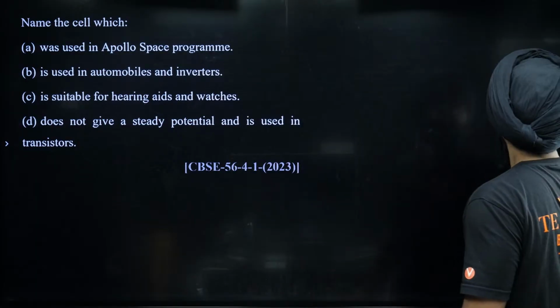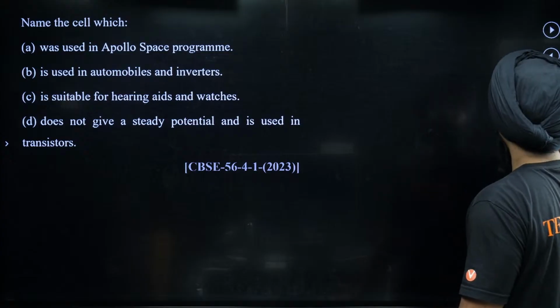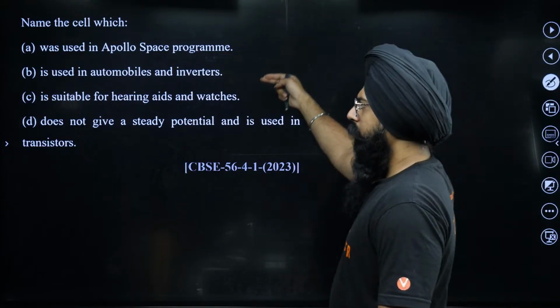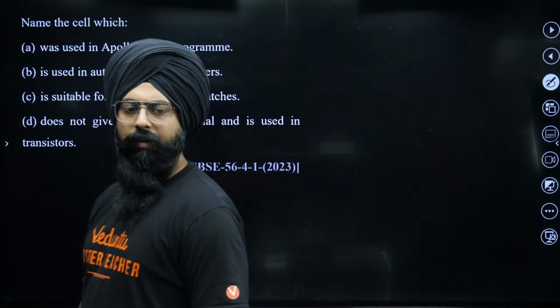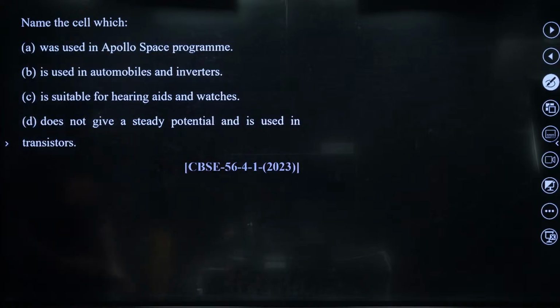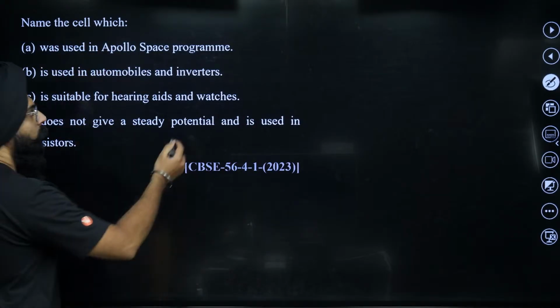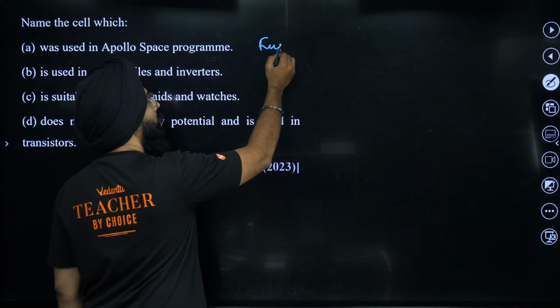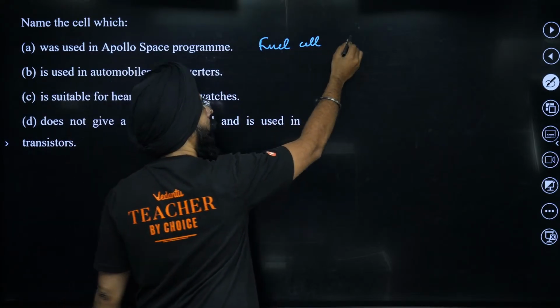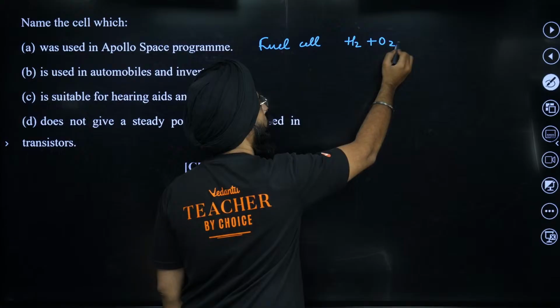Okay, chalo. This was a 4-mark question in board exam. 1 mark for every point. Very quick. Name the cell which was used in Apollo space program. Fuel cell, where we use H2 plus O2.